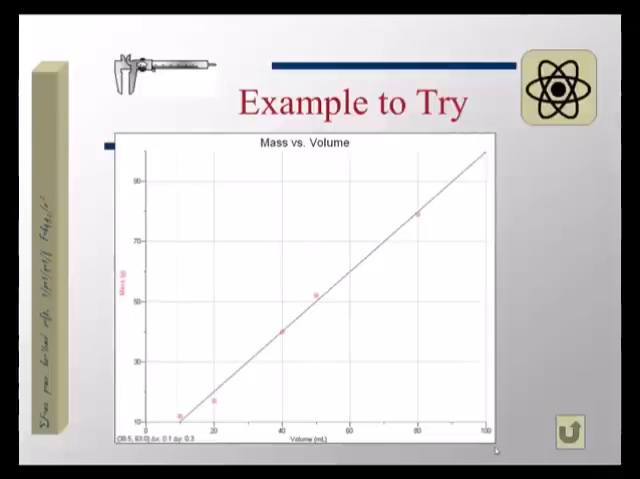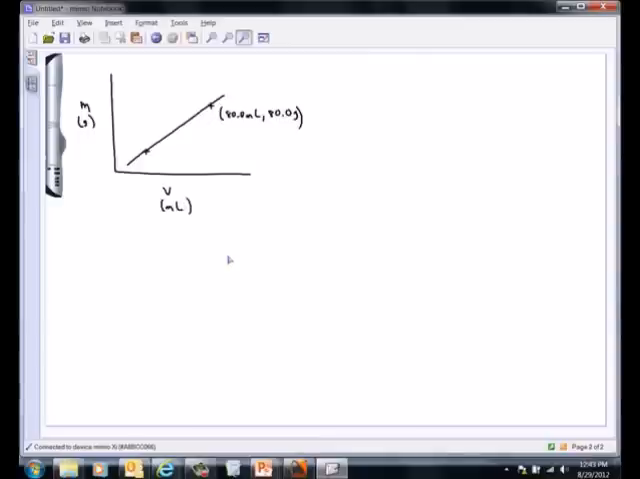So if I look at my graph, notice the 20 milliliter line over here, that runs right through my line. And if I come up from 20 milliliters and come over, it looks like that's roughly 20 grams. So I label the coordinates for my other point: 20 milliliters, 20 grams.